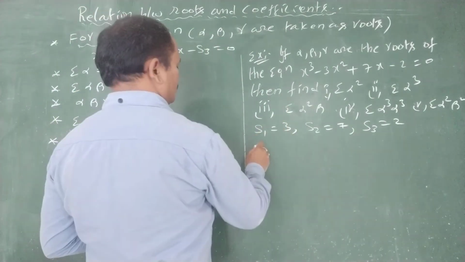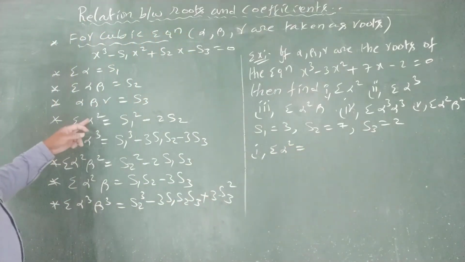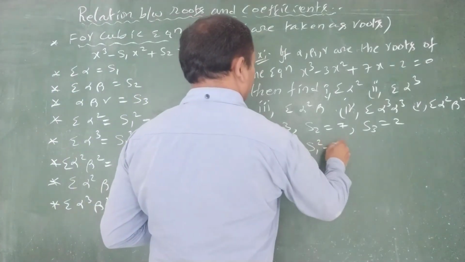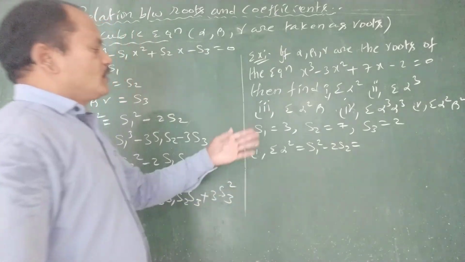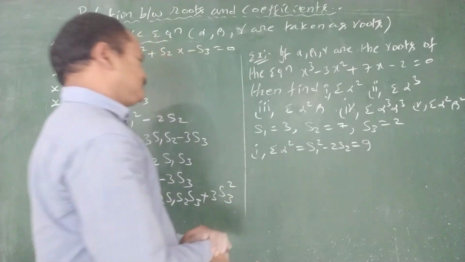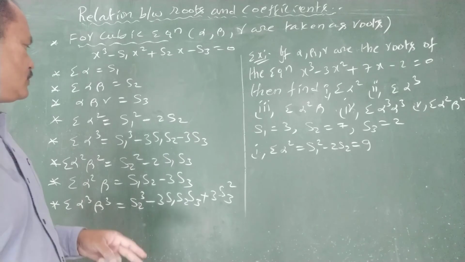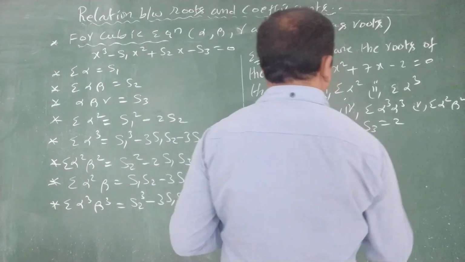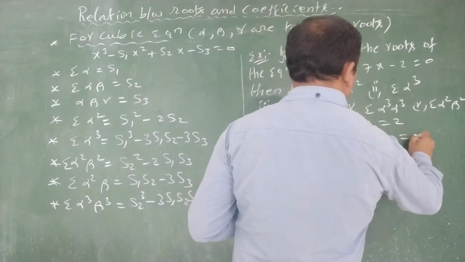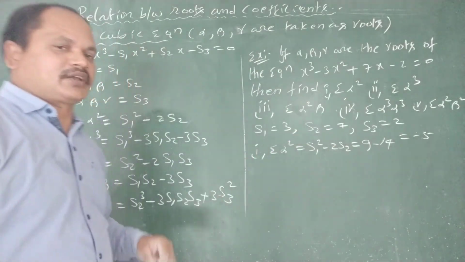Now first one, sigma alpha square. What is the formula for sigma alpha square? S1 square minus 2S2. S1 square is 9, minus 2S2. 2 into S2 is 14. So it is minus 5. So sigma alpha square is minus 5.